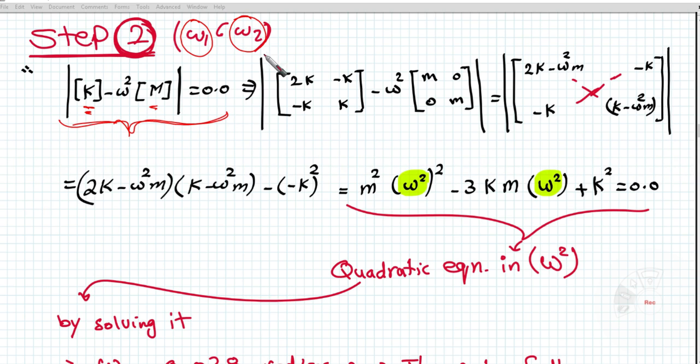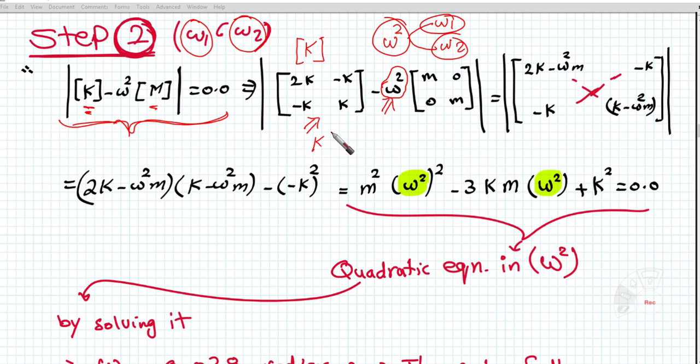This means that the determinant here is going to be K, which is the stiffness matrix, minus omega squared. Here we are using omega without omega 1 or omega 2. It is only omega squared, because after that we are going to solve it to get omega 1 and omega 2 as the roots of the quadratic equation. But for the time being, we are dealing with omega only. So we have the stiffness matrix, omega squared, and the mass matrix.